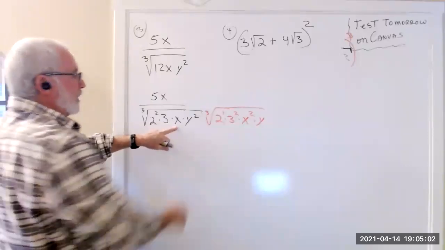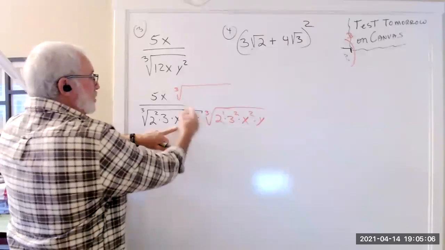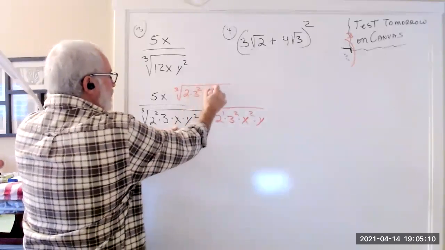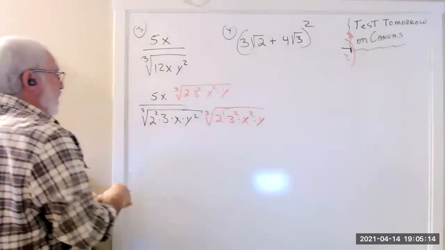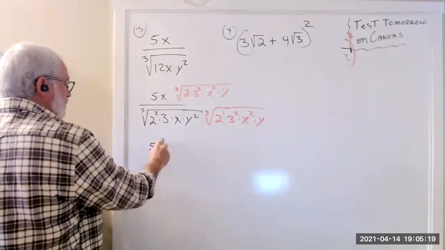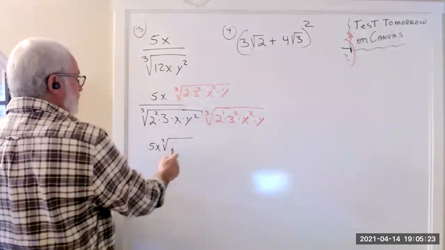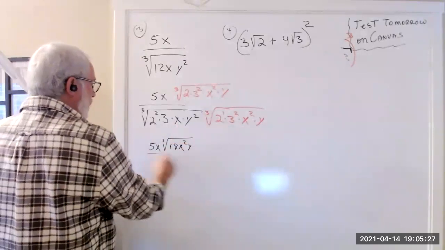Okay, but I need to do the same thing to the top. Always, whatever you do to the bottom, you do to the top. So that's 2 times 3 squared times x squared times y. Okay, so on top, this becomes 5x times the cube root of, if you put this together, 2 times 9 is 18, x squared y.